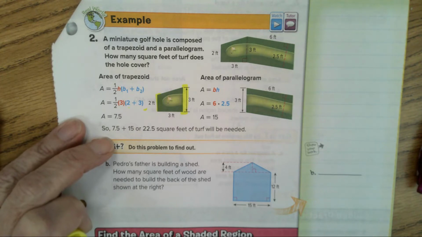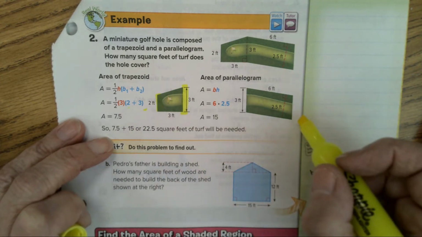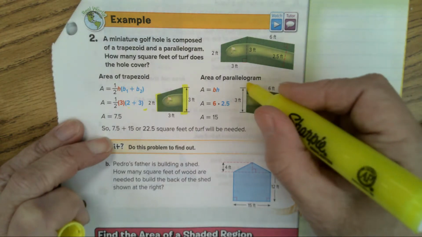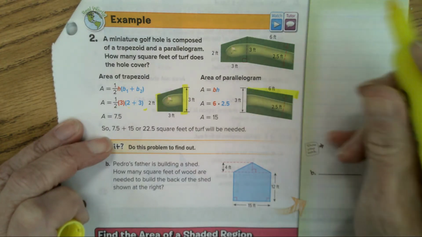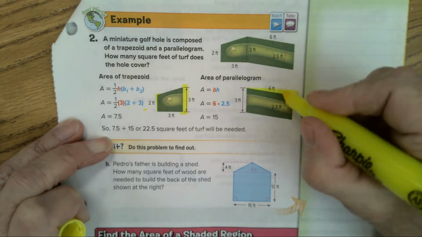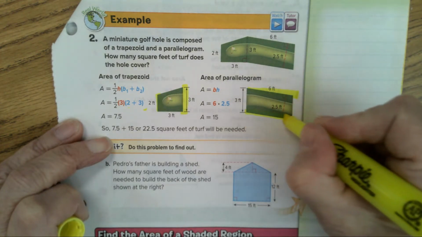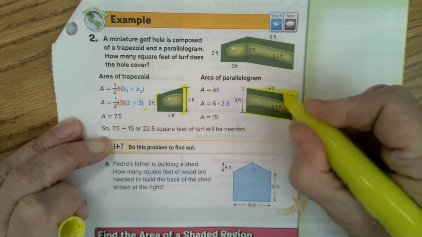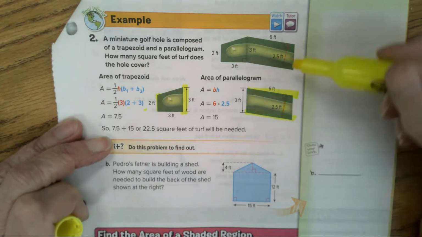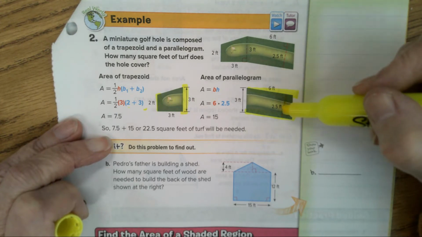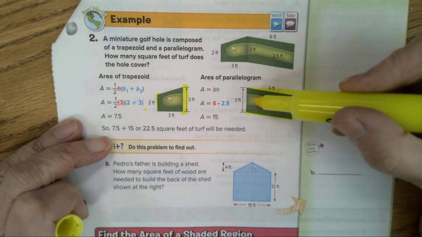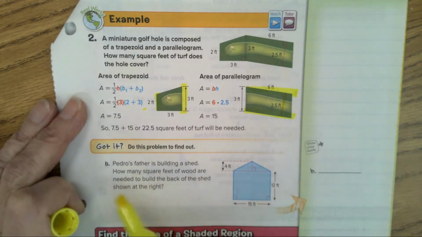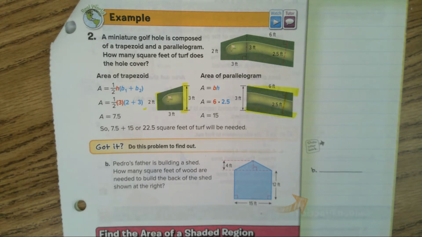All right, then you have to add it to the parallelogram. Base times height. Well, this is your base, and the height is the perpendicular distance between your parallel lines. This is your height. See that little box? That says it's your height. So you take 6 times 2.5, not the 3, the 2.5, and that gives you 15. And add them together. Any questions?